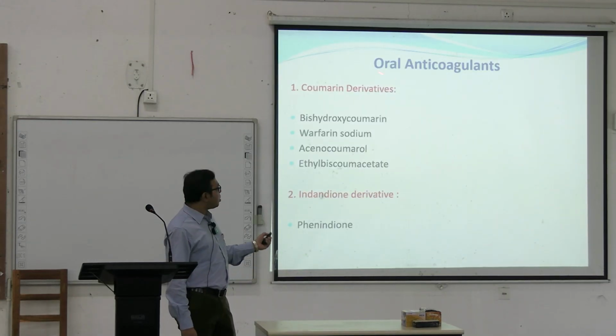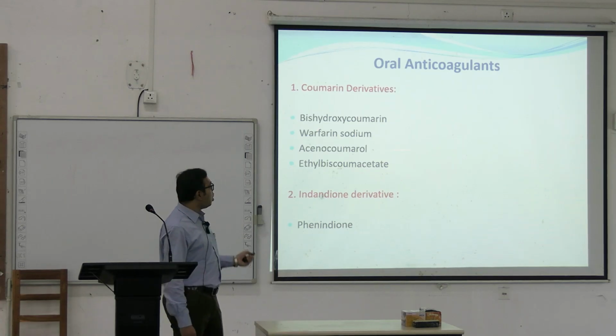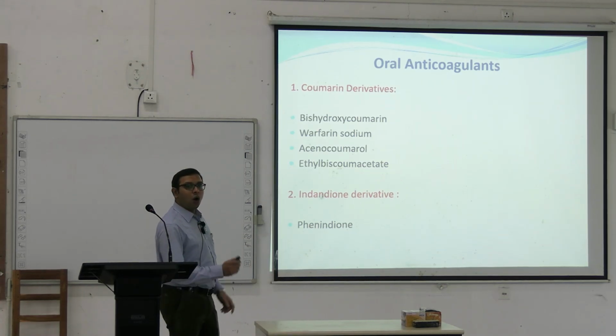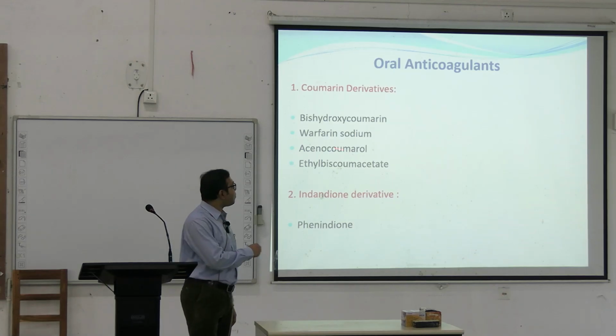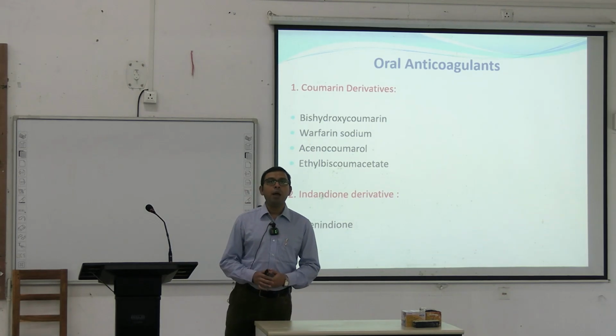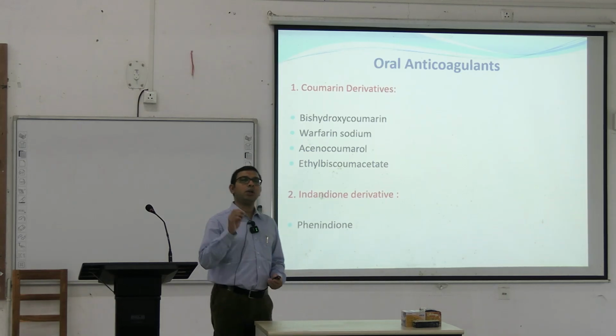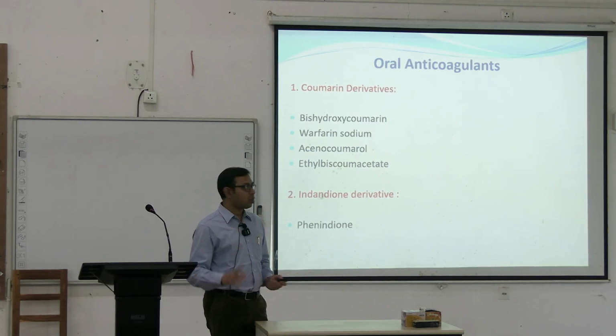So for oral anticoagulants, remember the names: coumarin derivatives like bis-hydroxycoumarin, warfarin, acenocoumarol, and indandione derivatives like phenindione, of which the most important is warfarin. Warfarin or warfarin sodium is most commonly used, but since there are different types of adverse effects, we more commonly use the novel oral anticoagulant drugs.